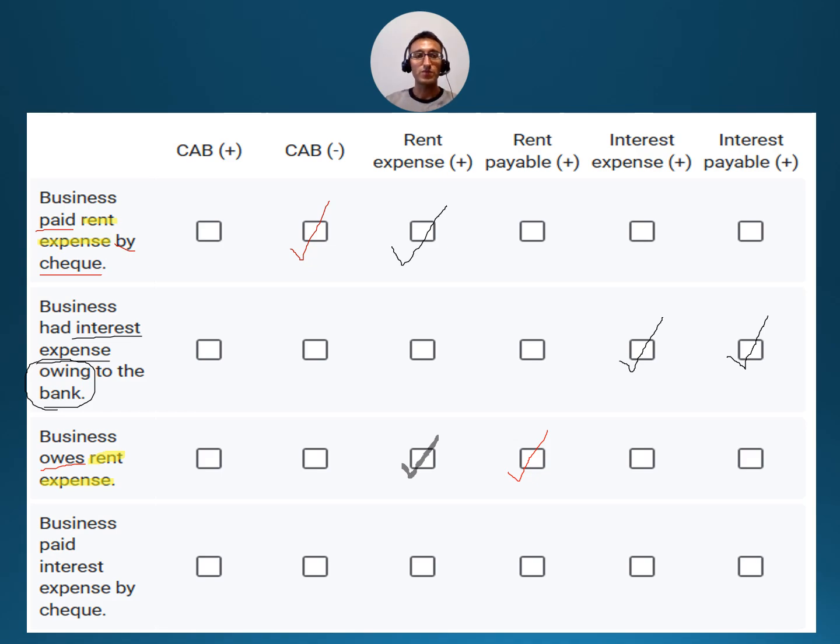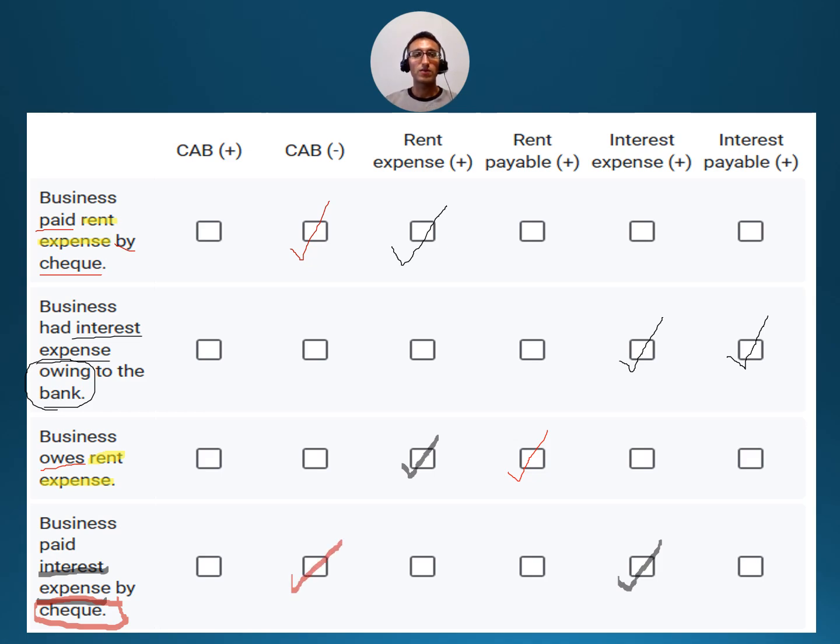Okay, last adjustment in this list. Again, we are looking at interest expense. Since the business has incurred some form of interest expense, the interest expense account will increase because the cost to the business goes up. However, the business has already paid this interest expense by check, which means that the business's bank account would reduce in balance. So cash at bank account decreases.